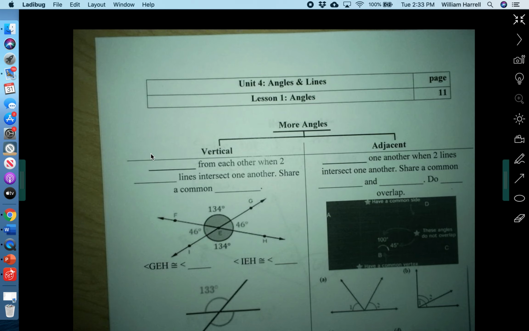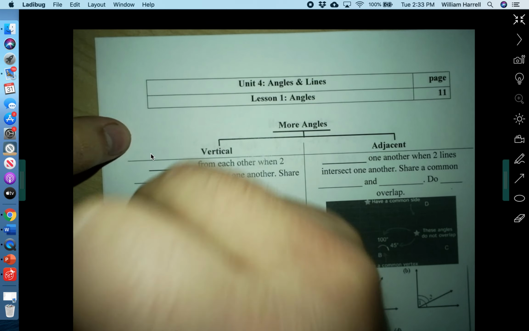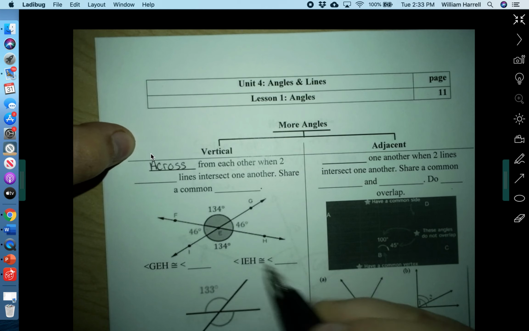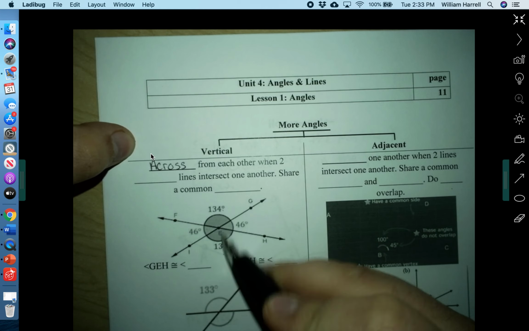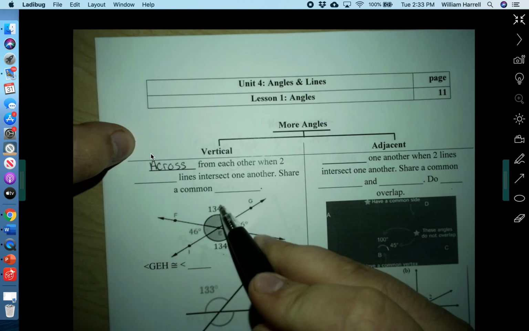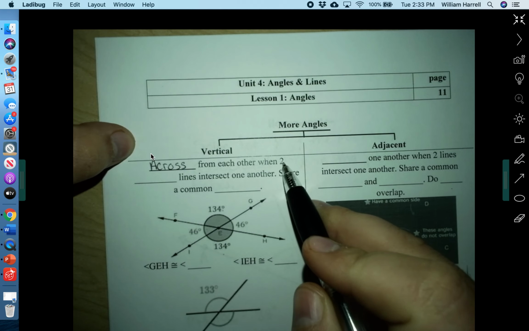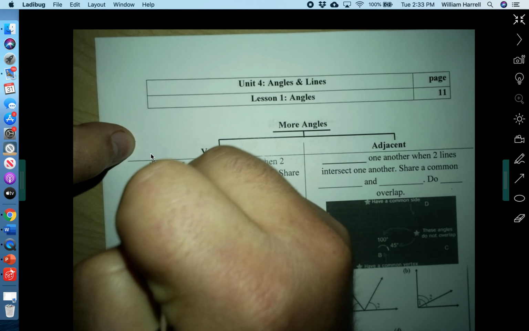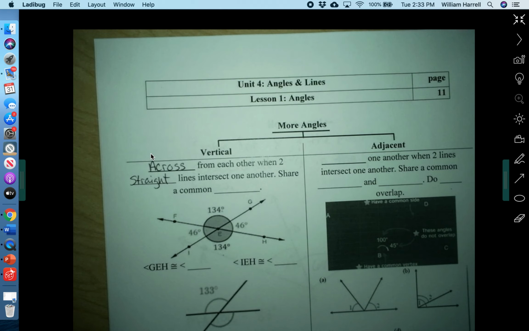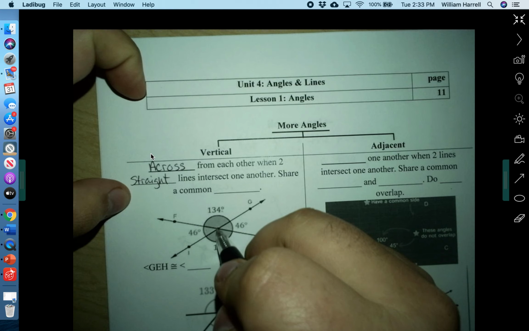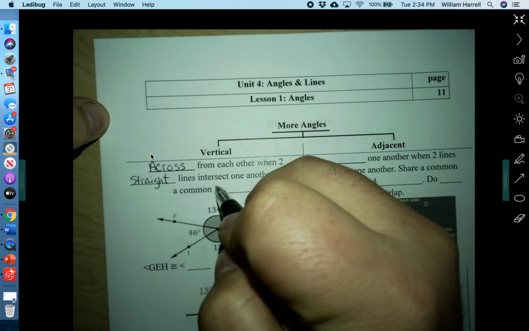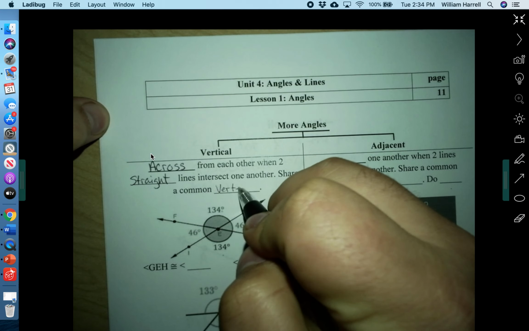Now, formalize the definition of vertical angles. They are across from each other. Okay, this and this are vertical. They are across when two straight lines intersect. Again, a line is straight by definition, but I just throw that in there. Okay, and they share a common point. This particular point right here, we touched on it yesterday. I circled it. It is a vertex.